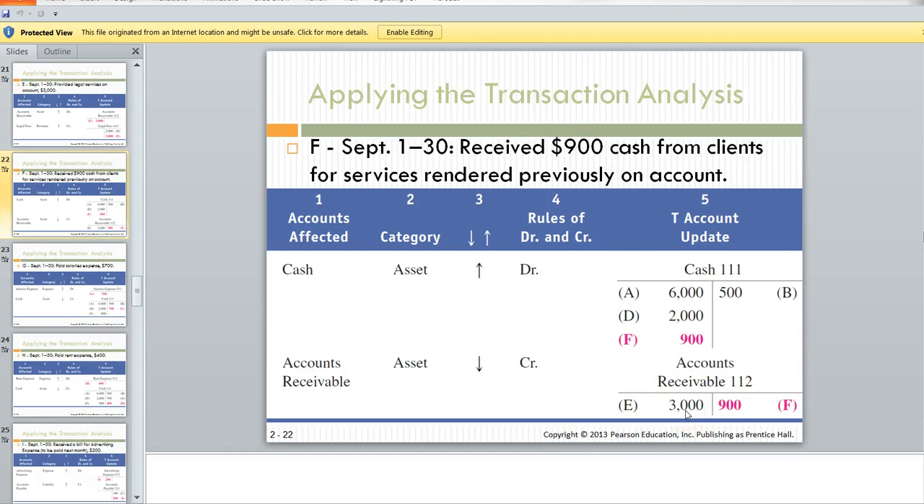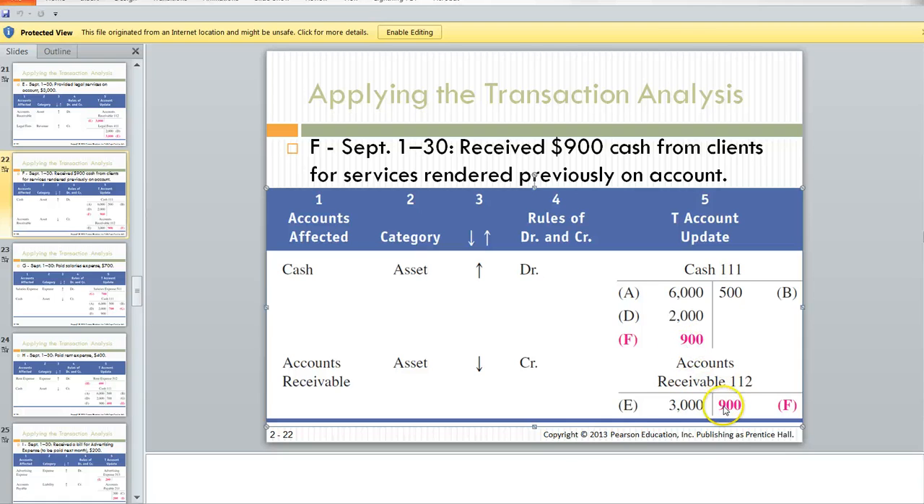Remember, the person owes us $3,000 from the previous transaction. It's simply a shift out of accounts receivable into cash. What do we need to do? We need to add to the asset cash. In order to increase it, because it's an asset, assets are increased with debits. So there we are, debiting the asset cash account.